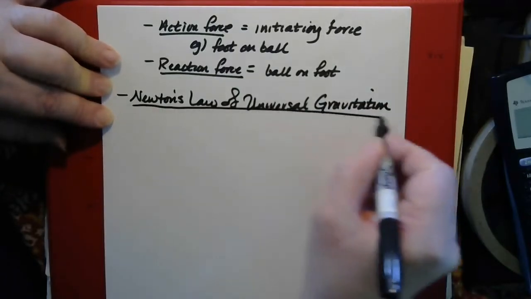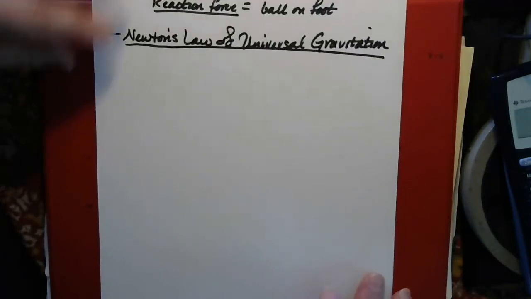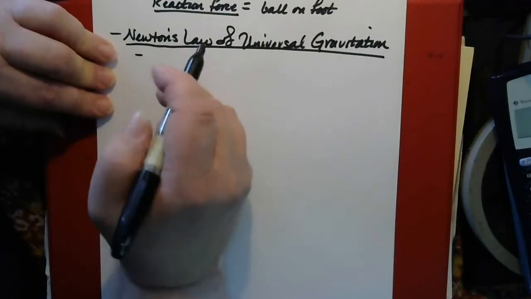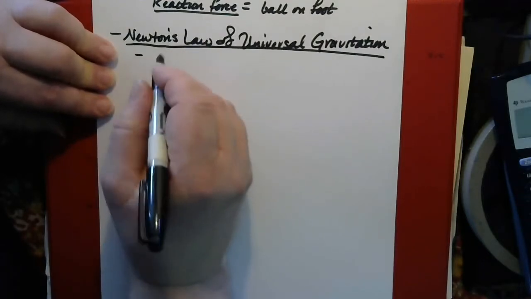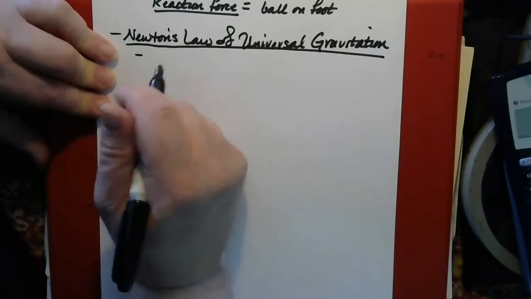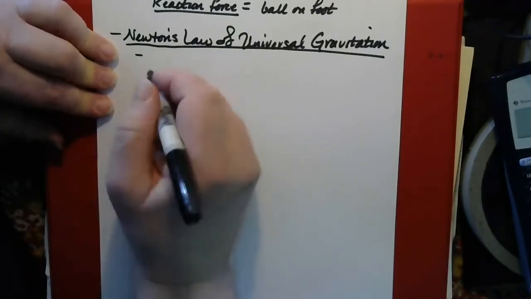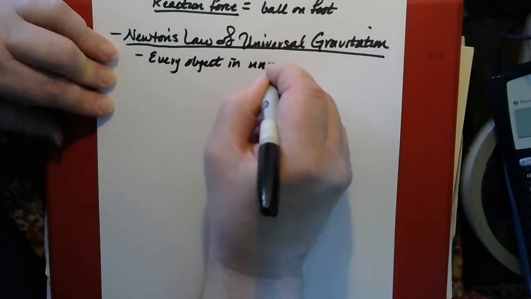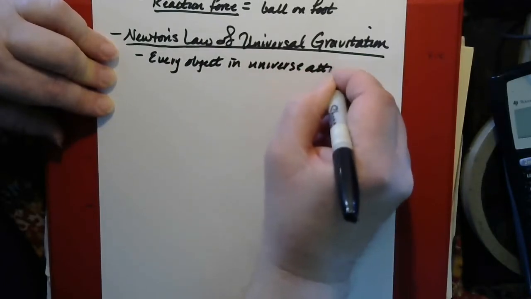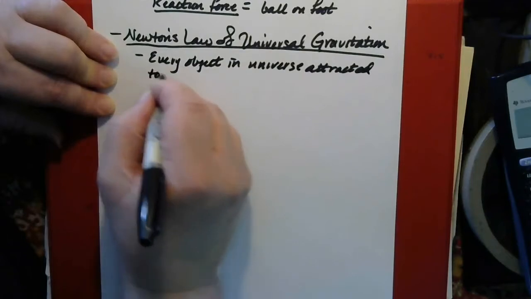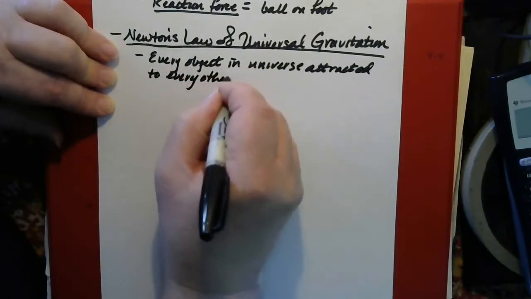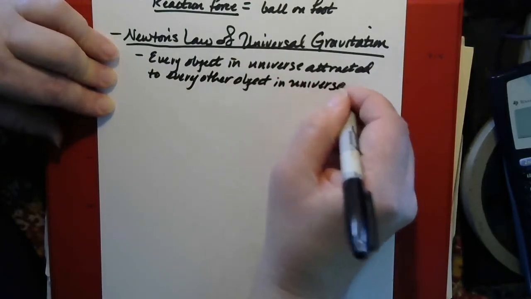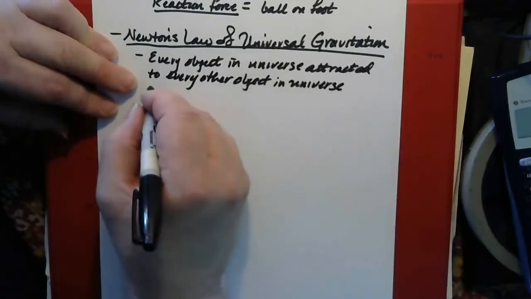Next, we have Newton's law of universal gravitation. Newton's law of universal gravitation says that every object in the universe is attracted to every other object in the universe to a certain extent. Now, in most cases, that attraction might be very small, but it's there.